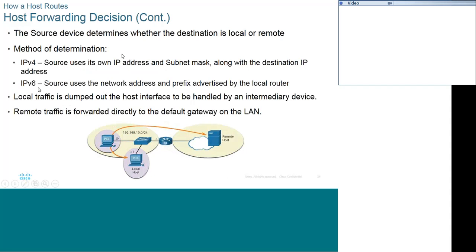The same applies to IP version 6. The source uses the address and the prefix address by the local router to do this computation. So there is local traffic, and we also have remote traffic. This is the local traffic. This is the remote traffic. Remote means it's not belonging to the same network.